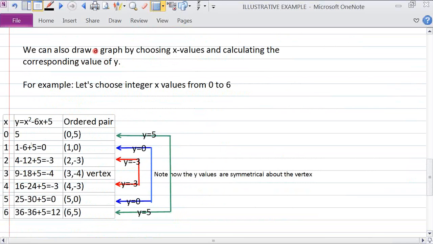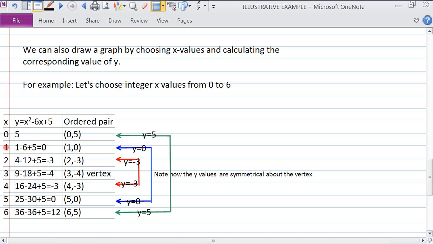Now, we can also draw a graph by choosing x values and calculating the corresponding value of y. So this is a totally different way of choosing it. Let's say we chose integer values of x from 0 to 6. So 0, 1, 2, 3, 4, 5, 6. And we substitute here. If x is 0, then y is 5. So one point is 0, 5, because the ordered pair is an x and a y value.